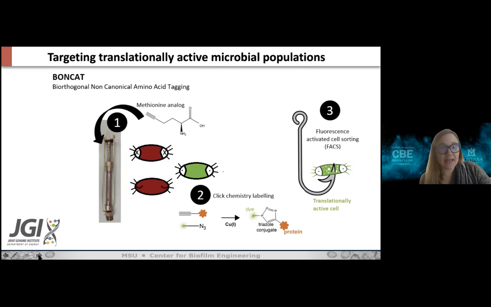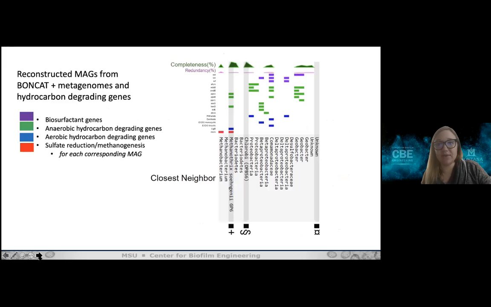You then can take these samples and subject them to FACS, where we sort out fluorescently labeled populations that are indicative of the organisms that are translationally active, and then compare that to the organisms that weren't. There's a couple of papers out on this right now, but they've all used 16S sequencing. So this paper that's in review right now is the first to apply it to actual metagenomic sequencing. So we took the cells that were sorted as translationally active, and we sequenced the metagenomes.